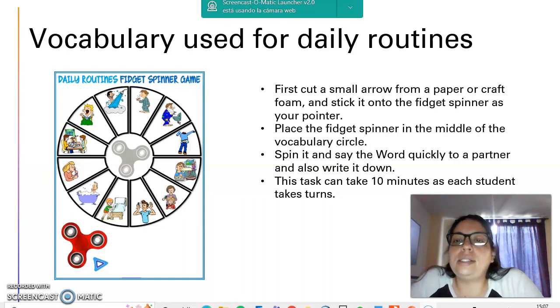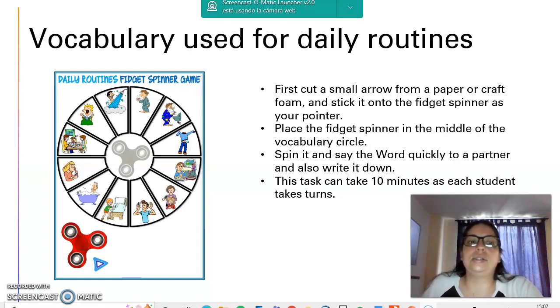And then you spin it and say the word quickly to a partner and also write it down, okay? Your partner can give you the positive washback, or your partner could also tell you, look, you misspelled this, or you could say this in a different way because of pronunciation or intonation. So it's always best to work with a partner, or if you want, you can work individually or with your teacher. This task can take 10 minutes as each student takes turns.